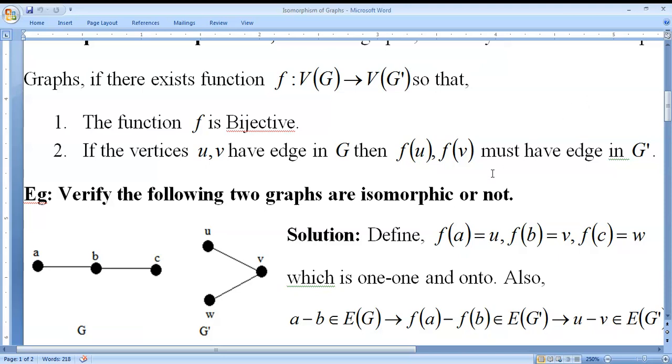So the definition is saying that there must be a bijective function from the vertices of the first graph to the vertices of the second graph, and if there is an edge uv in the first graph, then correspondingly f of u, f of v must be an edge in the second graph. Then the two graphs are said to be isomorphic to each other.